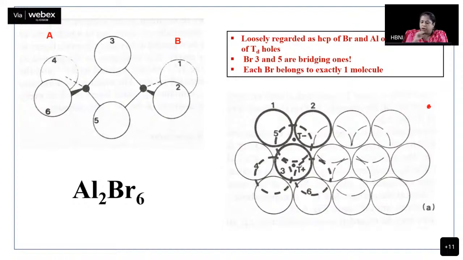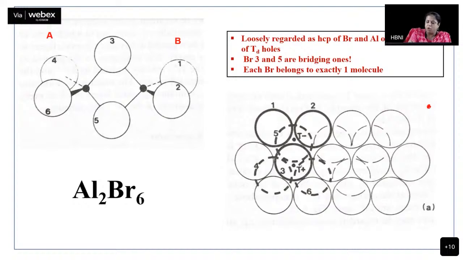Of course, the bromine forms the hexagonal close packing and aluminium occupies the tetrahedral holes. 1/6 of the tetrahedral holes, that you can work out. For every bromine, you have 2 tetrahedral holes. And for 6 bromine, you will have 12 tetrahedral holes, but you need only 2 aluminium. So only 1/6 of tetrahedral holes are occupied.